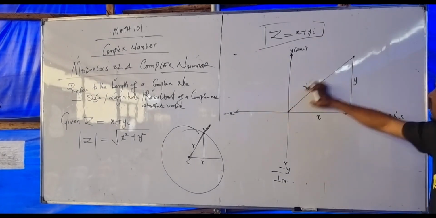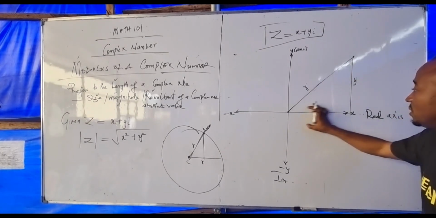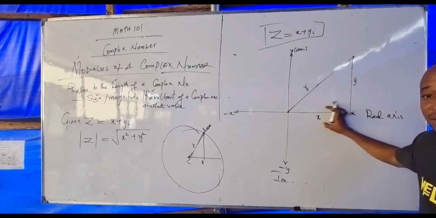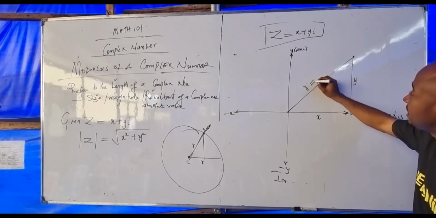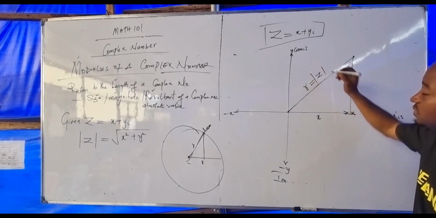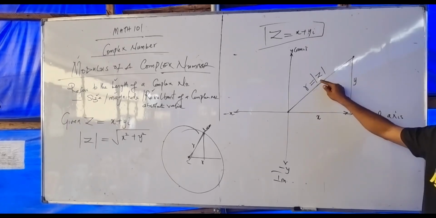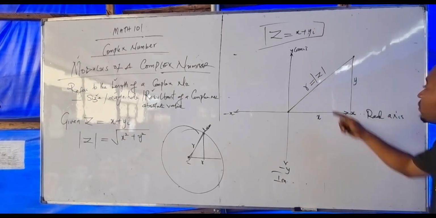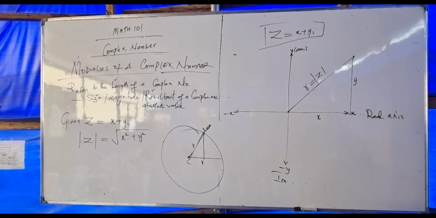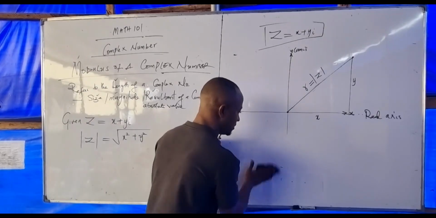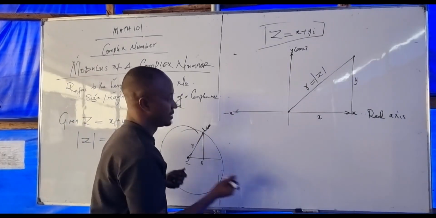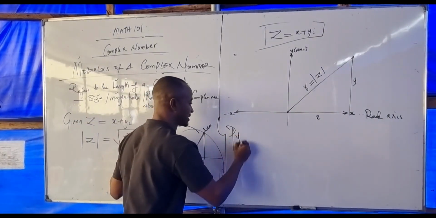Now look at this. If here is r, here is y, and here is x, the value of r here is equal to the z modulus. Who can tell me, if I'm to find the value of r, what will I use here? I will use your Pythagoras theorem. Are you aware?